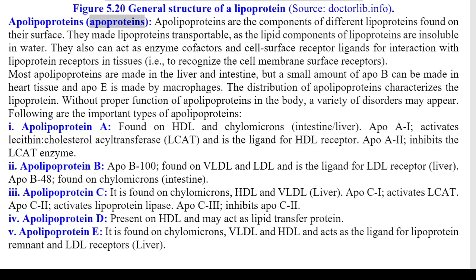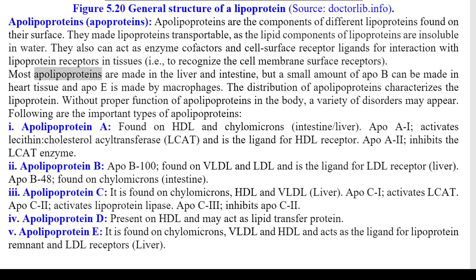Apolipoproteins, or apoproteins, are the components of different lipoproteins found on their surface. They make lipoproteins transportable, as the lipid components of lipoproteins are insoluble in water. They can also act as enzyme cofactors and cell surface receptor ligands for interaction with lipoprotein receptors in tissues, i.e., to recognize the cell membrane surface receptors.